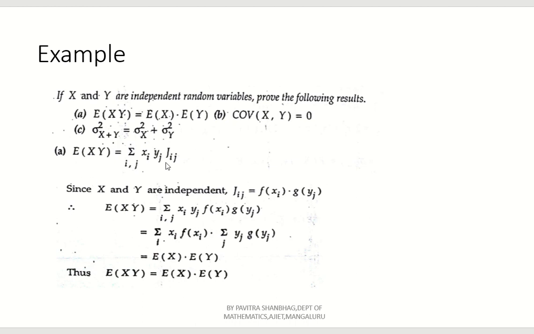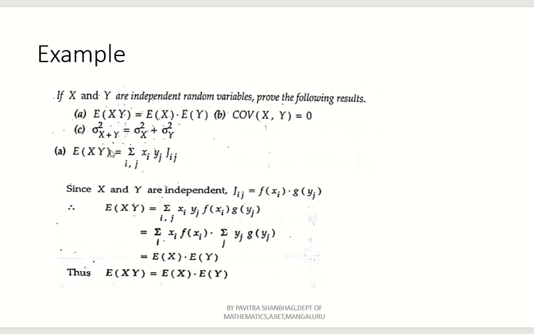We have the formula summation xi yj into Jij, right? Now since they have mentioned it is an independent random variable, it will satisfy the definition of independence, that is Jij is nothing but f(xi) into g(yj). So what is E of xy? Summation xi yj into f(xi) g(yj), right? Now split here, that is summation xi f(xi) times summation yj g(yj). So that is nothing but this is E of x and this is E of y.